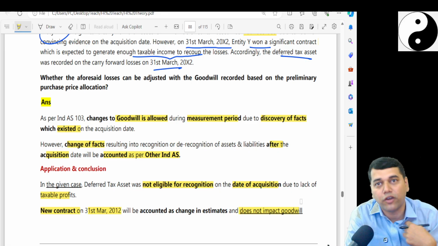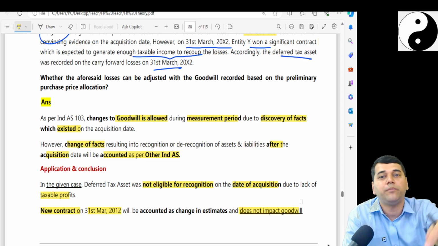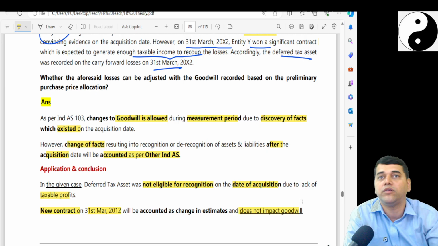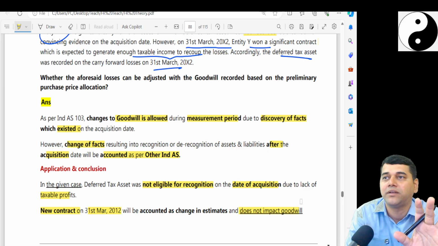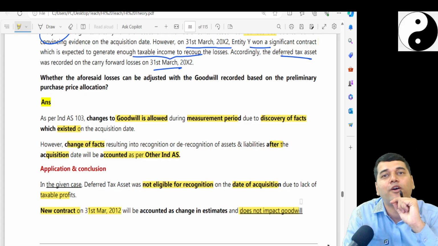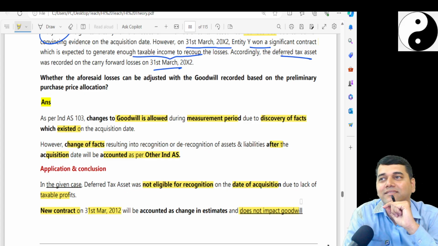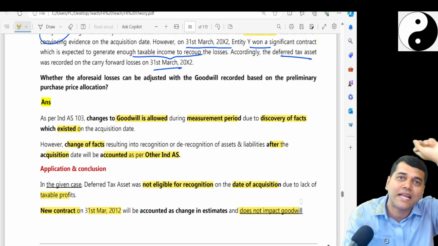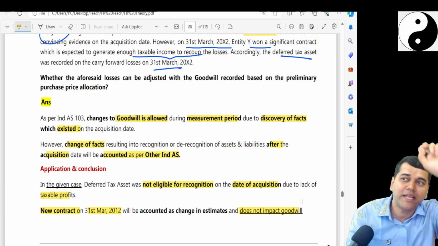If we were not aware and now we come to know within 1 year, then it would have been deferred tax asset account debit to goodwill, because the logic is simple. If I knew on that day only, what entry would I have passed? I would have recognized deferred tax asset that day only. And the moment I recognize deferred tax asset that day, goodwill will come down.